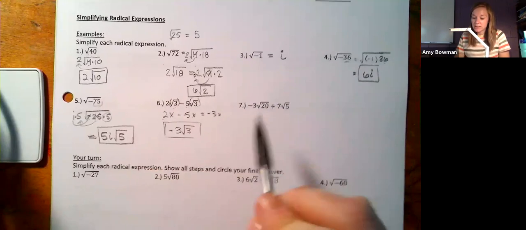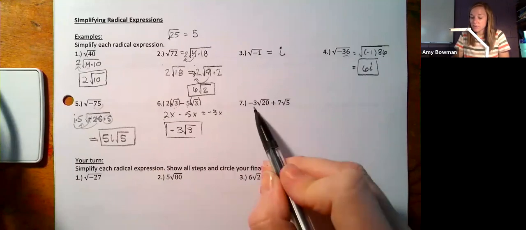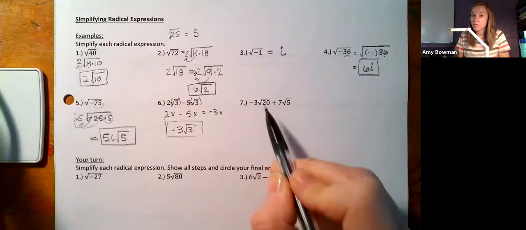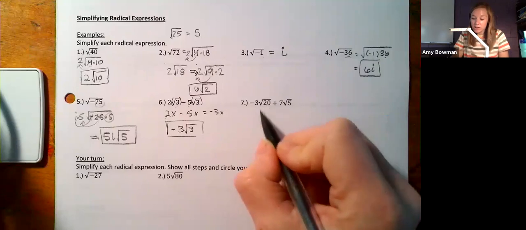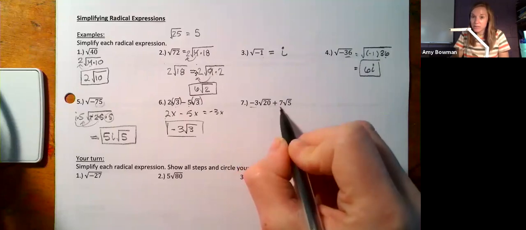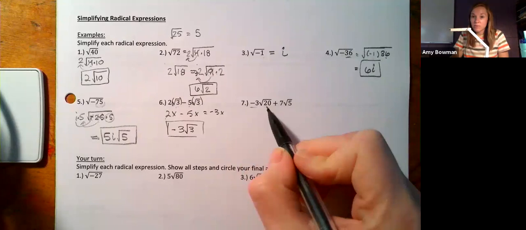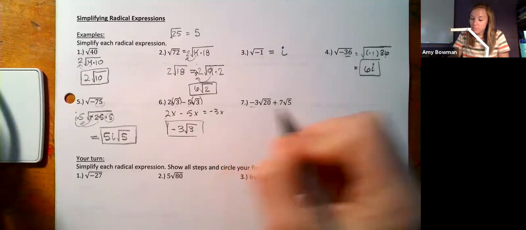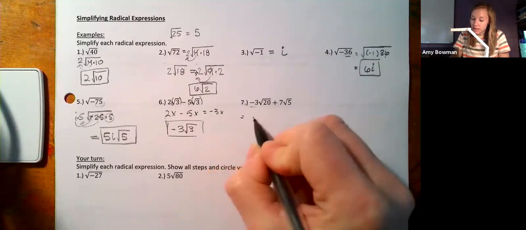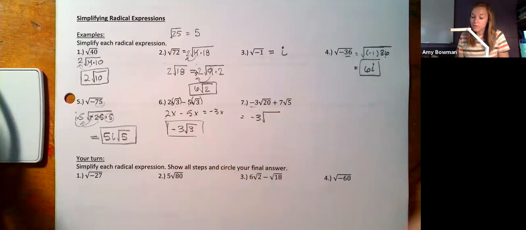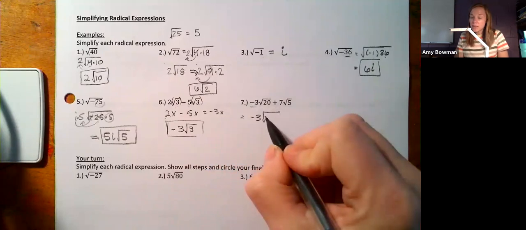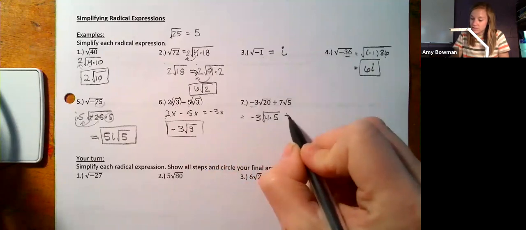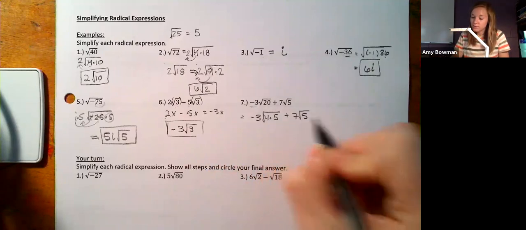So if I'm looking at an example like number 7, I've got -3 root 20 plus 7 root 5. Those are not the same roots. So I can't just combine these together by adding the -3 and the 7. But I could simplify the square root of 20 first, and then I'll be able to combine these. So let me start by rewriting this as -3 times the square root of 20, which can be broken down into 4 times 5. And then I have plus 7 root 5.